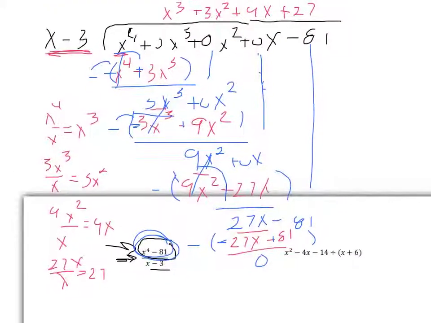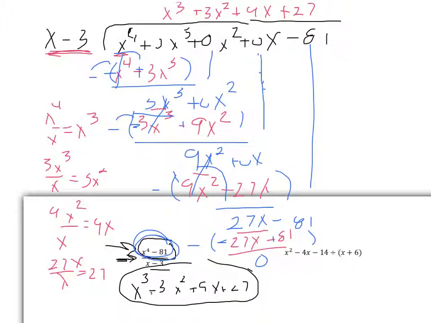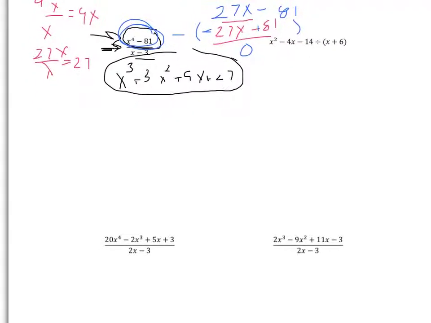And then what we get here is, when we divide this out, we get x cubed plus 3x squared plus 9x plus 27. And that is the answer right there. So that's that one. So let's move on to this next one here. I'll try to do this next one in the space provided.